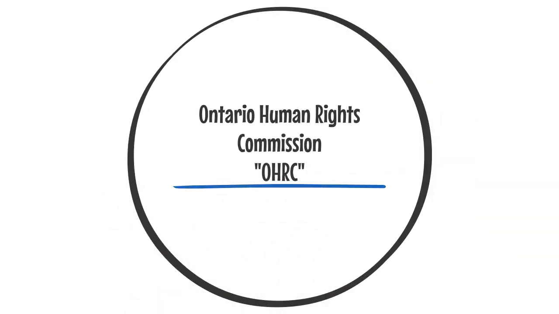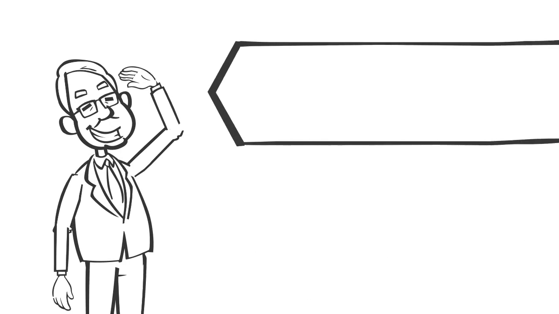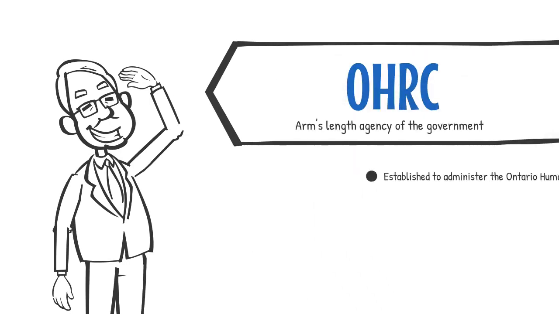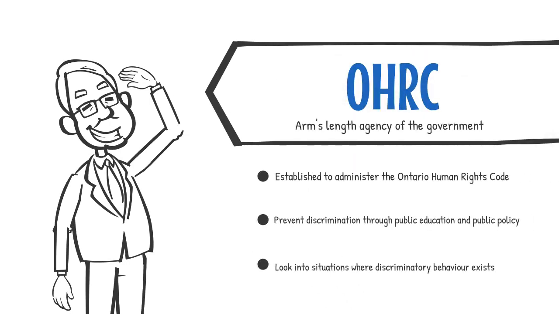Ontario Human Rights Commission. The Ontario Human Rights Commission is an arm's-length agency of the government and was established to administer the Ontario Human Rights Code. Its mandate under the Code is to prevent discrimination through public education and public policy and look into situations where discriminatory behavior exists.